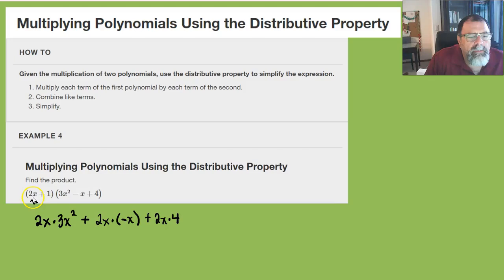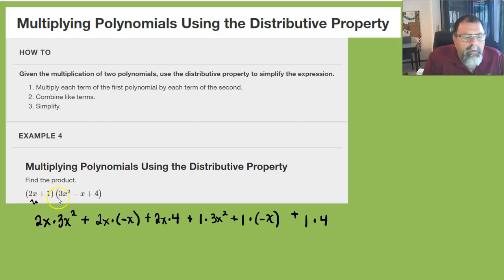Now, the first one's done. We distributed it. Now you're going to go to the next term and distribute it. So we're going to do 1 times 3x squared plus 1 times negative 1x plus 1 times 4. And again, you wouldn't write the step down. Just in your head, do it as you go, figure out the answer and write it down. So typically I don't write this step down. You can if you want. It's not necessary.